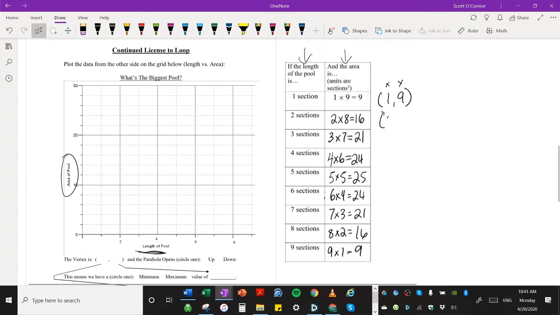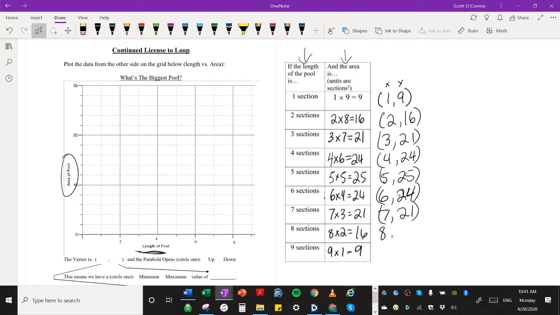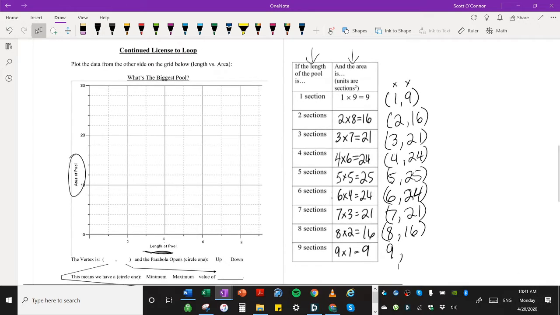So you can guess the next one. It's going to be 2 and 16, 3 and 21, 4 and 24, 5 and 25, 6 and 24, 7 and 21, 8 and 16, 9 and 9. Okay, and so those are coordinates that I'm now going to graph, and I'll use a different color for that.